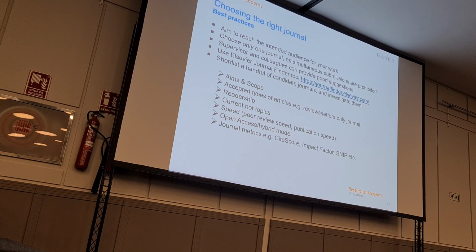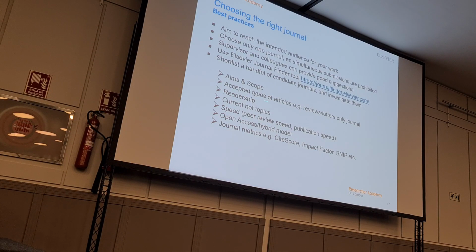Something else that you may want to look at if you're looking for a journal is the different types of articles that the journal publishes. For example, some journals are review-only journals, which means they only publish review papers, so of course they're not going to accept a research article. If you need to publish open access, like I said, there are dedicated open access journals or subscription journals that have an open access option.